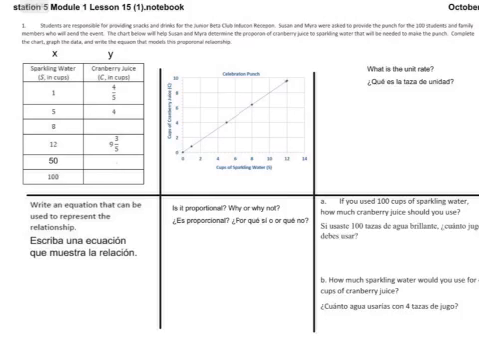Okay, so let's read this problem. It says, students are responsible for providing snacks and drinks at the Junior Beta Club induction reception. Susan and Myra were asked to provide the punch for 100 students and family members who will attend the event. The chart below will help Susan and Myra determine the proportion of cranberry juice to sparkling water that will be needed to make the punch. Complete the chart and graph the data, and write the equation that models the proportional relationship.